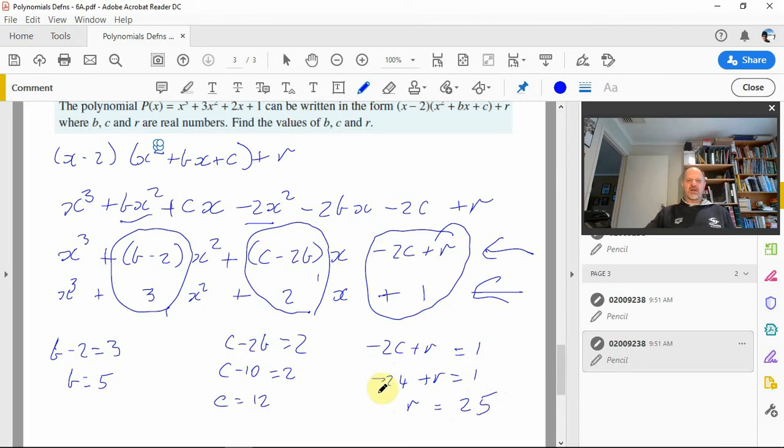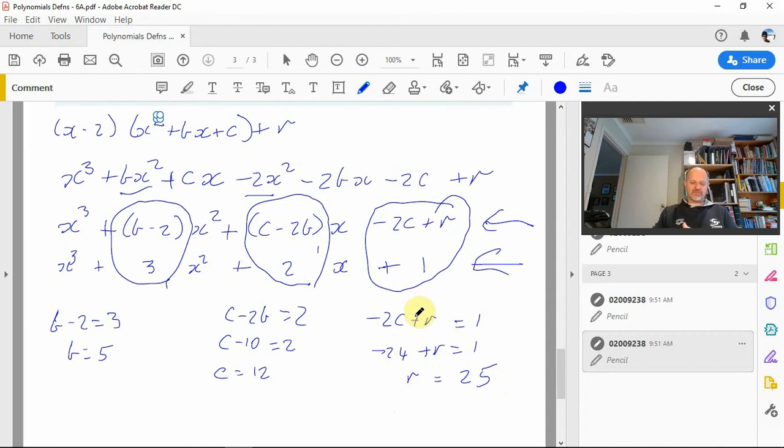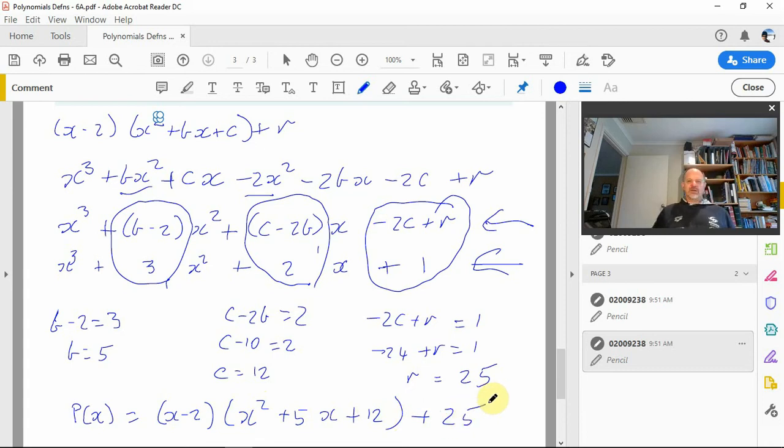All right, so this polynomial can be written in this form here. So p of x, alternative form, is x minus 2, x squared plus 5x plus 12, plus 25. All right, so that's all there is for question 6a.